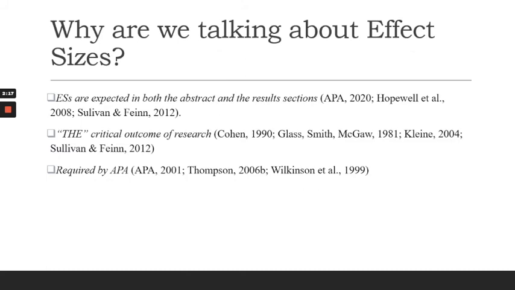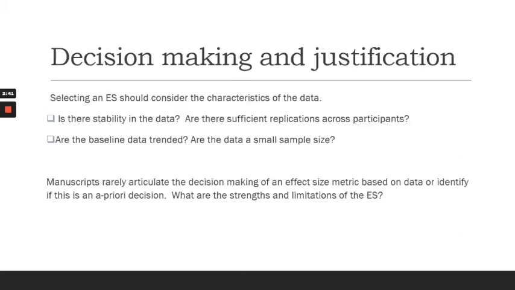Why are we talking about effect sizes? Well, effect sizes are expected in both the abstract and the results section, according to APA and others. Some consider effect sizes the critical outcome of research, and when paired with p-values and confidence intervals, provide a tremendous amount of information for us to understand and interpret effects of research. Also, they're required by the APA.